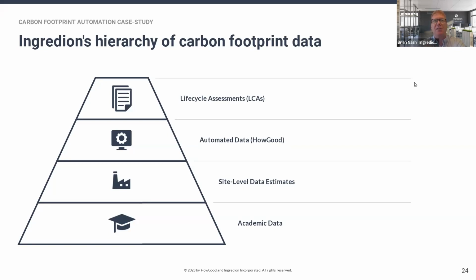So I would say at a very high level, we could take the carbon footprint of a site and divide it by the tons of product made and give you tons or kilograms of CO2 per kilogram of product average for a manufacturing site. In some cases, we can be a little bit more precise than that. Then we've got automated data, like Joao went through, HowGood and that system of providing you information. And then, I'd say at the top is LCAs.